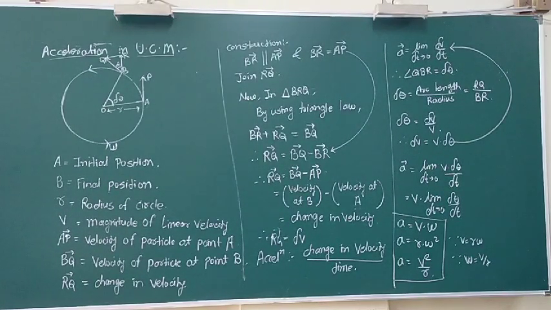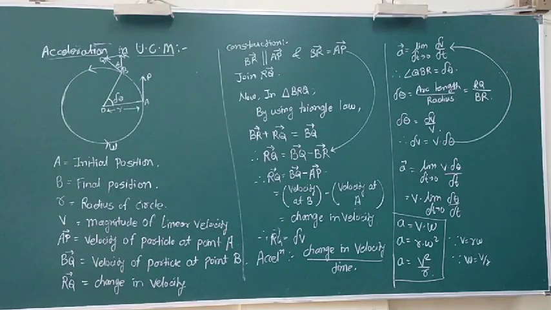Now see here, let A be the initial position of the particle, B be the final position of the particle, R be the radius of the circle, V be the magnitude of linear velocity. Now AP bar is the velocity of the particle at point A, BQ bar is the velocity of the particle at point B, and RQ bar is the change in velocity.